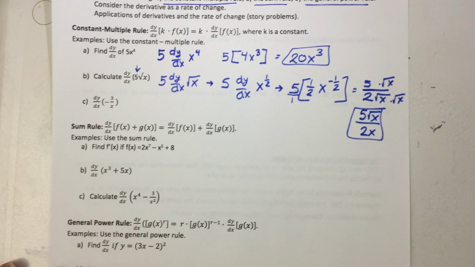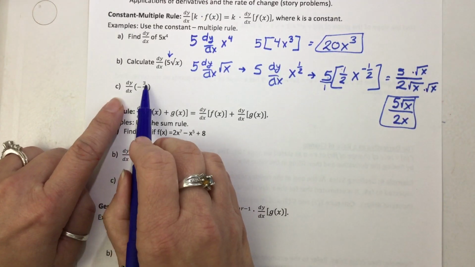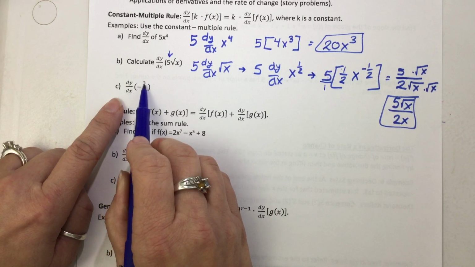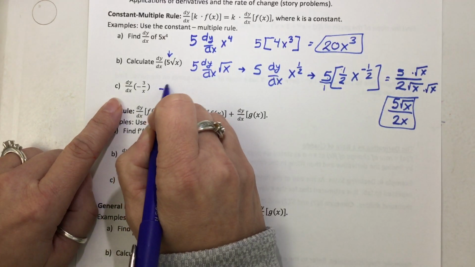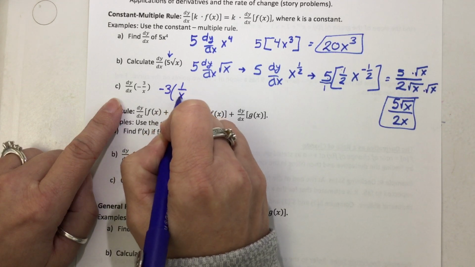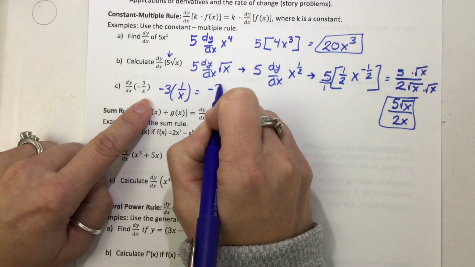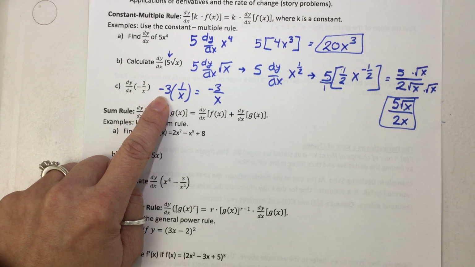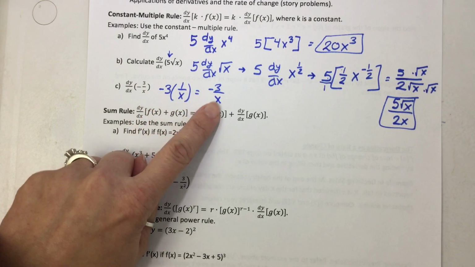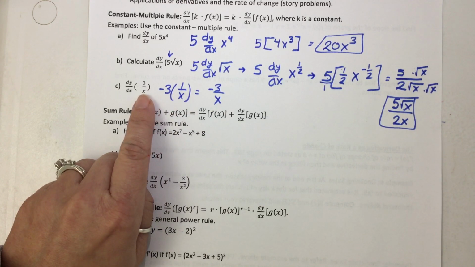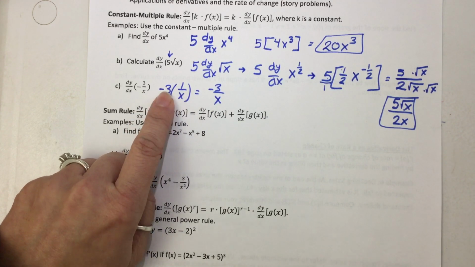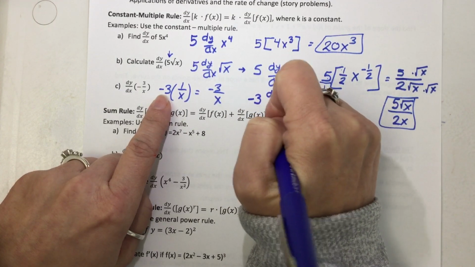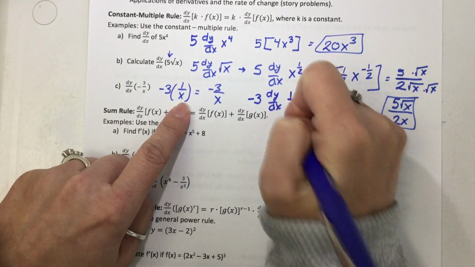Okay, let's look at one more. Remember, if you have a number over a variable, I can go ahead and take that out as 3 because check this out. Negative 3 times 1 over x would be negative 3 over x. So this negative 3 is a constant. They just simplified it, multiplied them together to get this. So I can go in reverse and I can go ahead and take that negative 3 out. Then I'm finding the derivative of 1 over x.